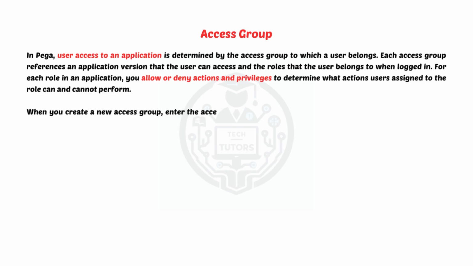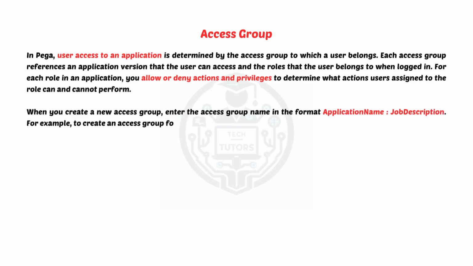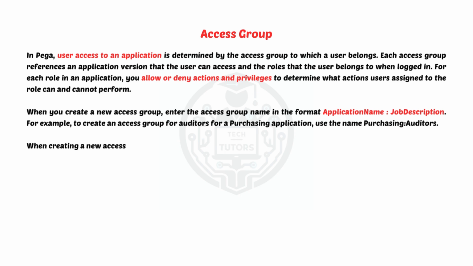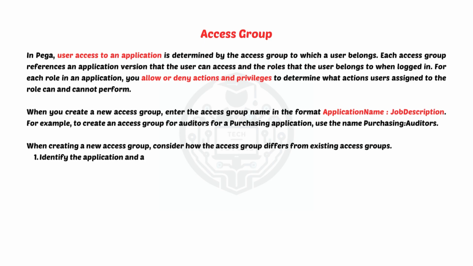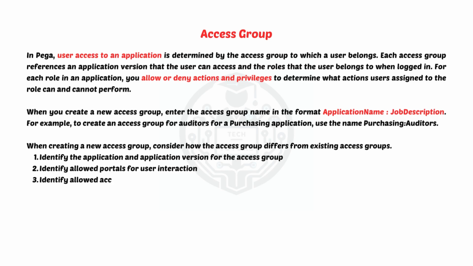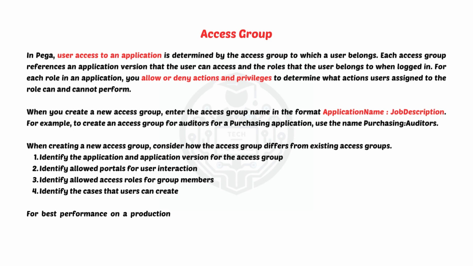When creating an access group, use a simple name format like application name and job description. For example, you could name a group for auditors in the purchasing app Purchasing Auditors. To create a distinct access group, identify what makes it unique. Decide on the application, version, portals, roles, and case types it will use. And remember, keep the number of access groups small to optimize system performance.